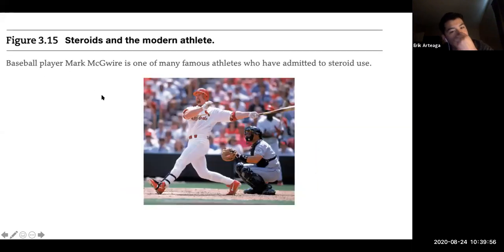All right, so baseball player Mark McGwire is one of the many famous athletes who have admitted to steroid use. So steroids are kind of a big thing in sports as well as in human consumption, right? Many times we think of steroids in athletes, but steroids have been used by men for a very long time. I think from what I've read on the research with steroid use is men have been using hormones longer than women have in terms of like the birth control. I think the birth control was 60s, 50s, maybe.